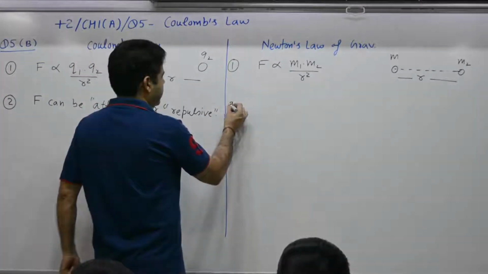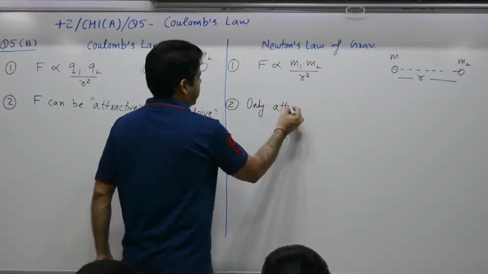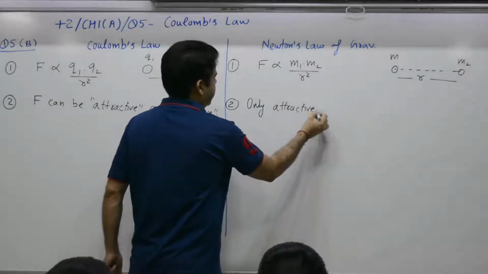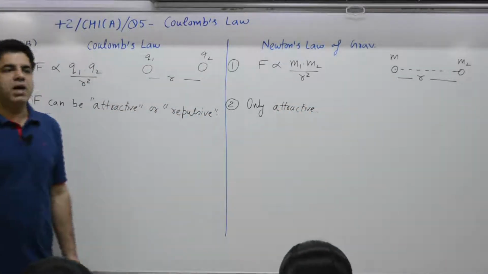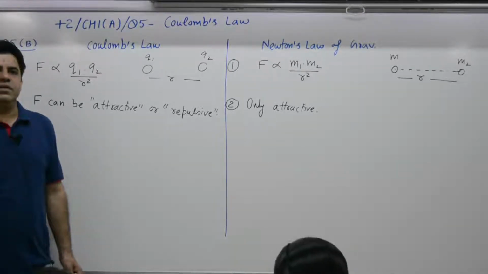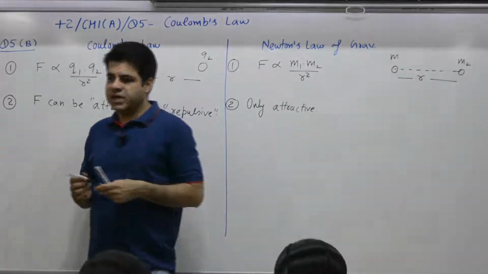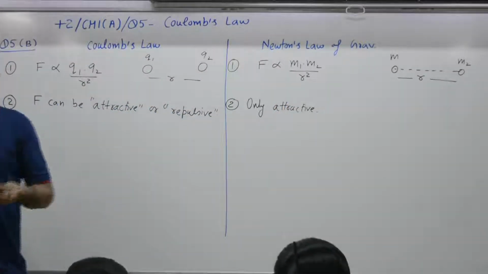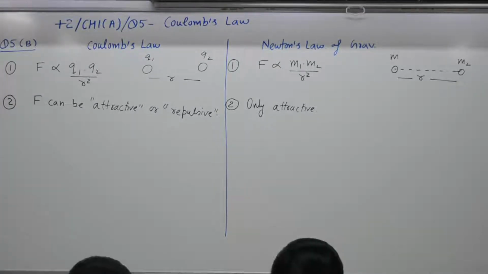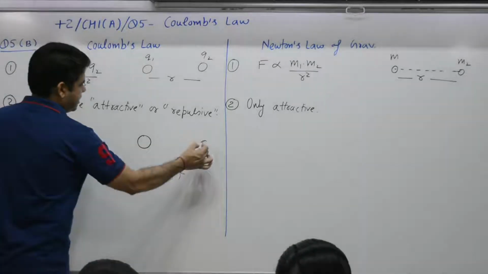What about gravitation? It is only attractive in nature. Why? Because mass is only positive. Mass is not negative. There is no concept of negative mass. Mass is of only one type. Point 3: F acts along the line joining the centers of the two charges. Force. Suppose one is positive, the other one is negative.